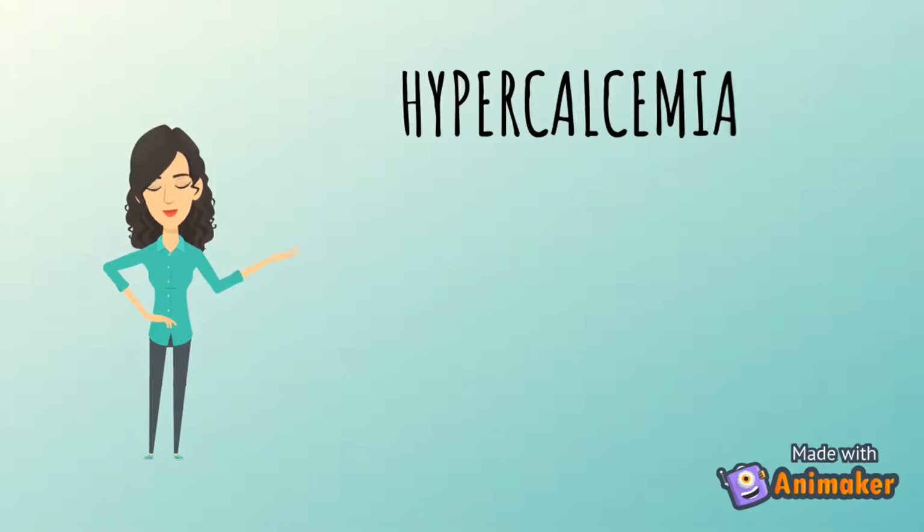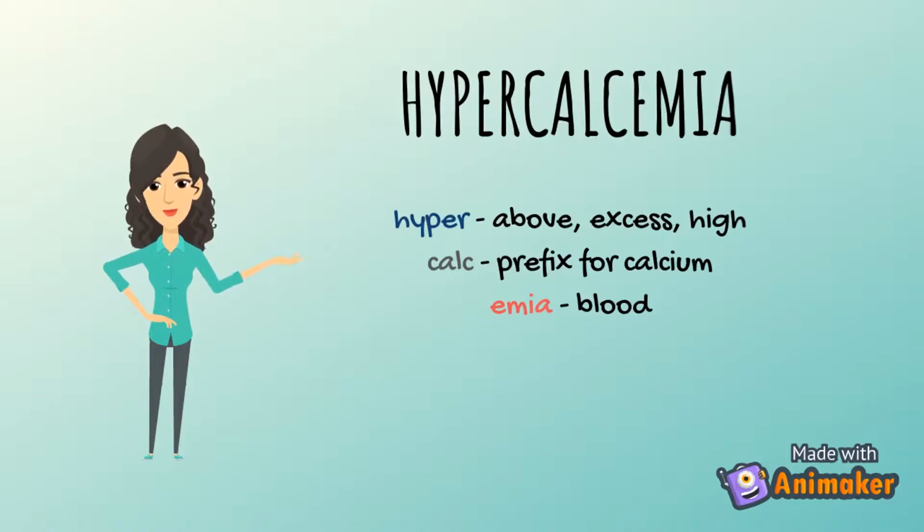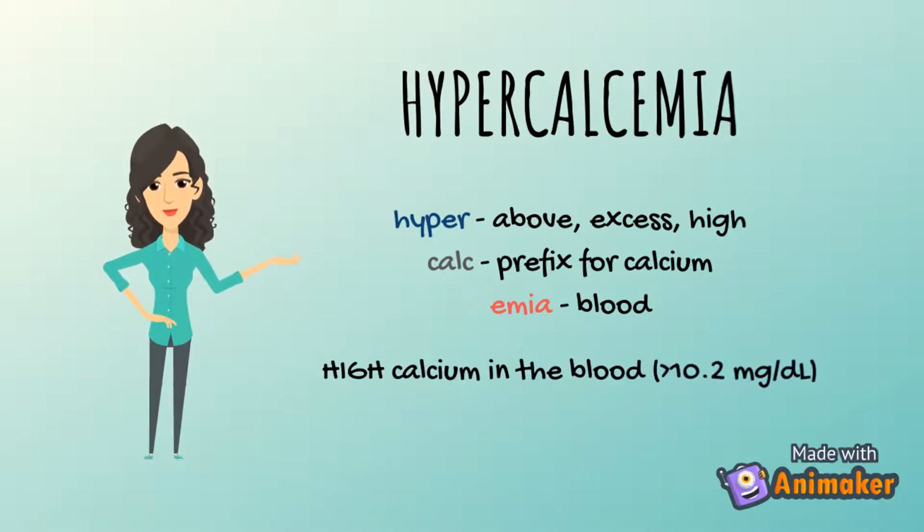Now, what is hypercalcemia? Hyper meaning above, excess, or high. Calc, a prefix for calcium, and emia meaning blood. Therefore, that is termed as the high calcium level in the blood, or greater than 10.2 milligrams per deciliter.